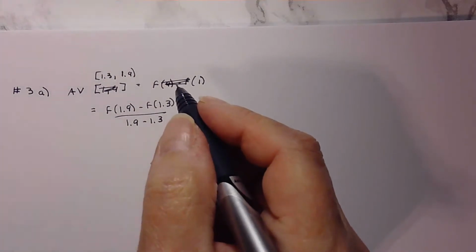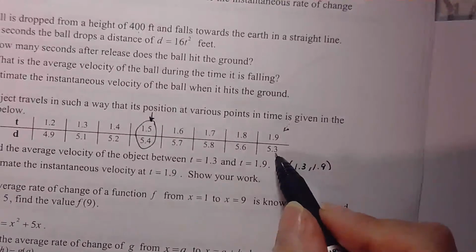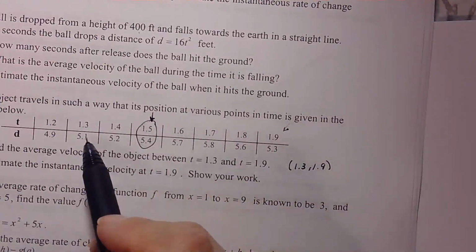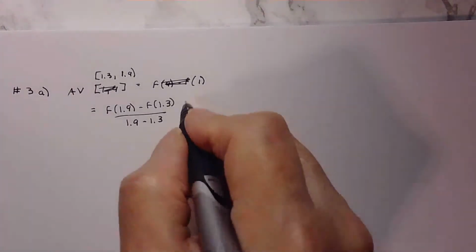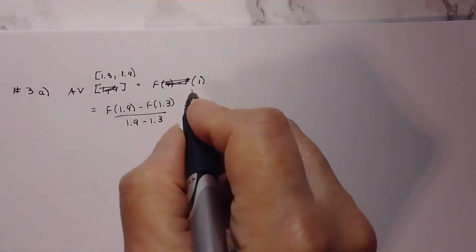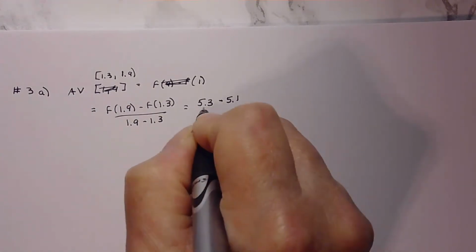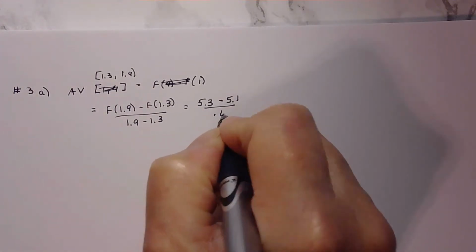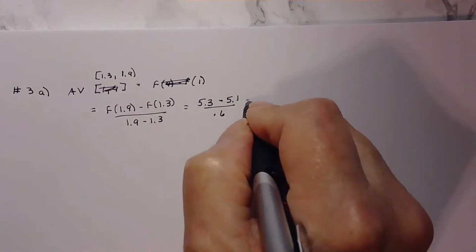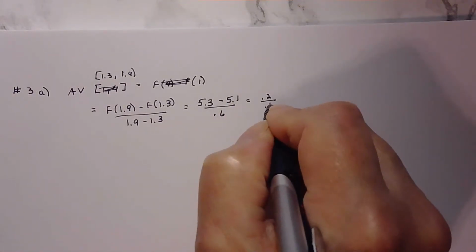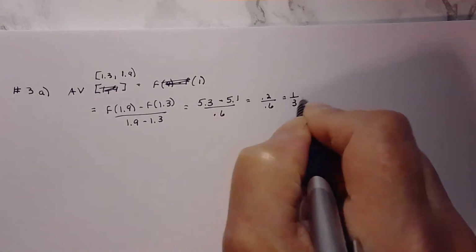Okay. If you look at the table, f of 1.9 is 5.3 and f of 1.3 is 5.1. So I'm just going to plug those numbers in. So we have 5.3 minus 5.1 over 0.6. And this is 0.2 over 0.6, which is 1/3.